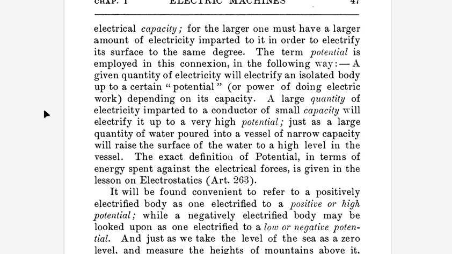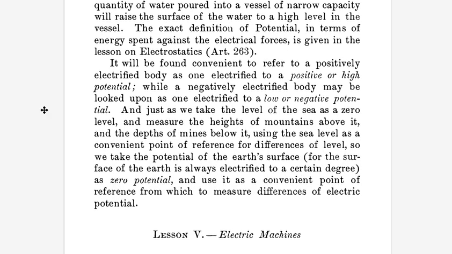The exact definition of potential, in terms of energy spent against the electrical forces, is given in the lesson on Electrostatics, Article 263. It will be found convenient to refer to a positively electrified body as one electrified to a positive or high potential, while a negatively electrified body may be looked upon as one electrified to a low or negative potential. And just as we take the level of the sea as a zero level, and measure the heights of mountains above it and the depths of mines below it, using the sea level as a convenient point of reference for differences of level, so we take the potential of the Earth's surface, for the surface of the Earth is always electrified to a certain degree, as zero potential, and use it as a convenient point of reference from which to measure differences of electric potential.